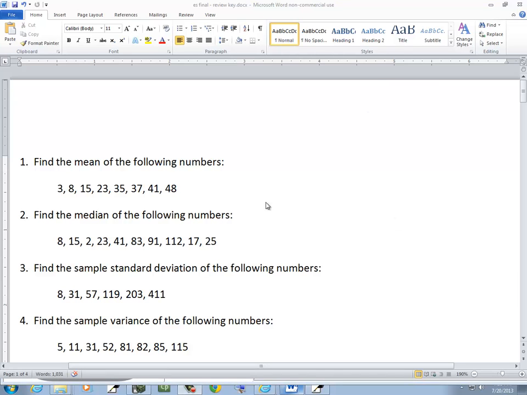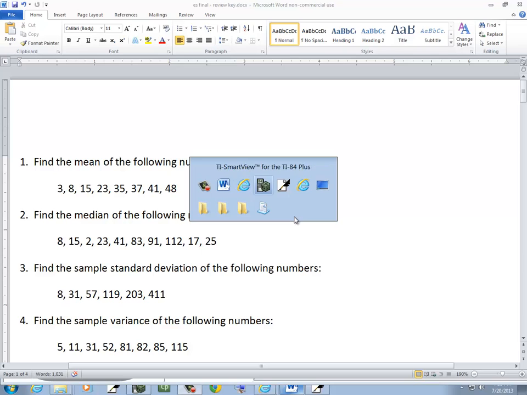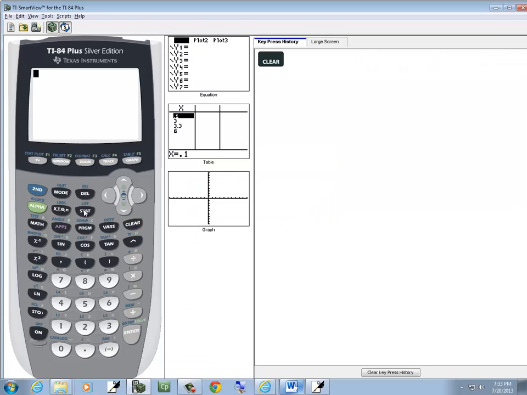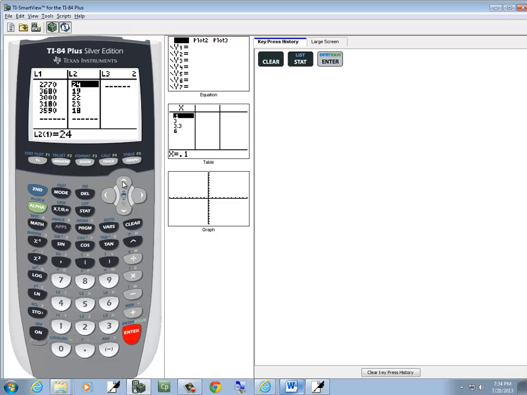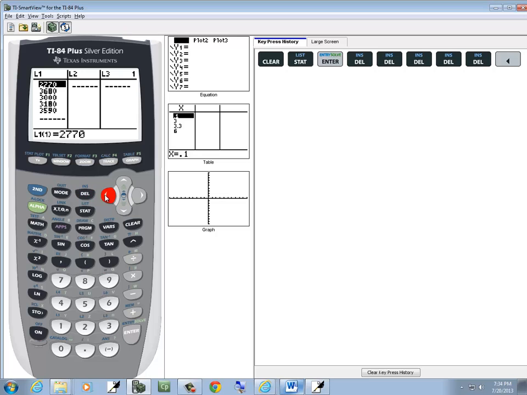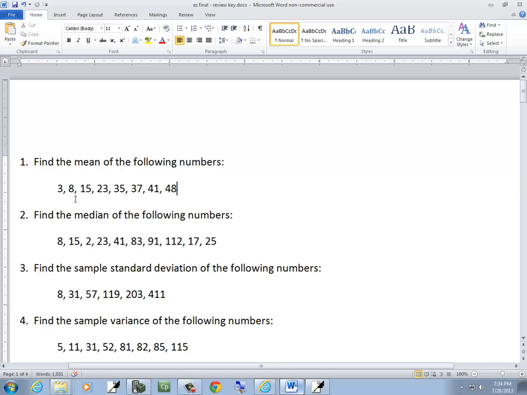This first problem, we want to find the mean of the following numbers. So I'm going to go to my calculator, press my stat button, enter on edit. I'm going to clear out these lists. You may or may not have numbers there. There we go. And in L1, I'm going to put these.